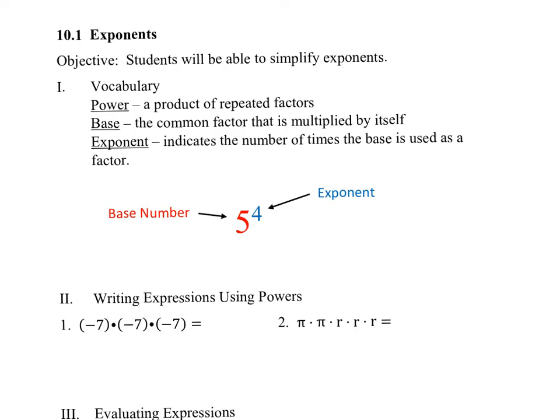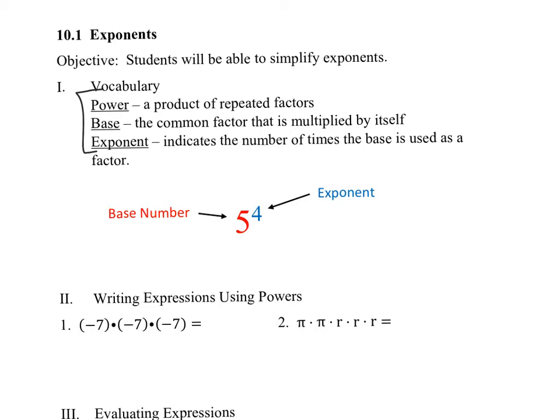Today's lesson is on exponents. So when you're looking at an exponent, you have to remember these three basic vocab words: power, base, and exponent. So power is a product of the repeated factors. Your base is the common factor that is to be multiplied by itself, and then your exponent indicates the number of times that the base is used as a factor.